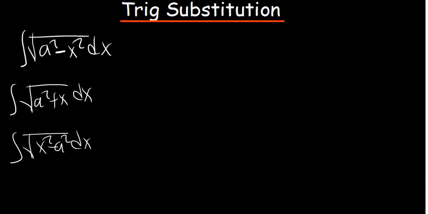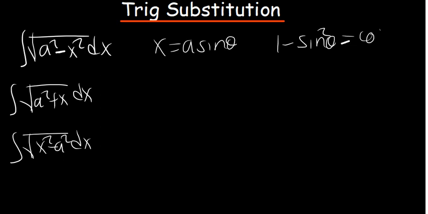Okay, so now under these three formulas which we have come up with, we need to understand that a is constant. Now, for the first formula, where there is x, we are going to be replacing it with a sine theta. The reason for this is because we know that 1 minus sine squared theta is equal to cos squared theta.